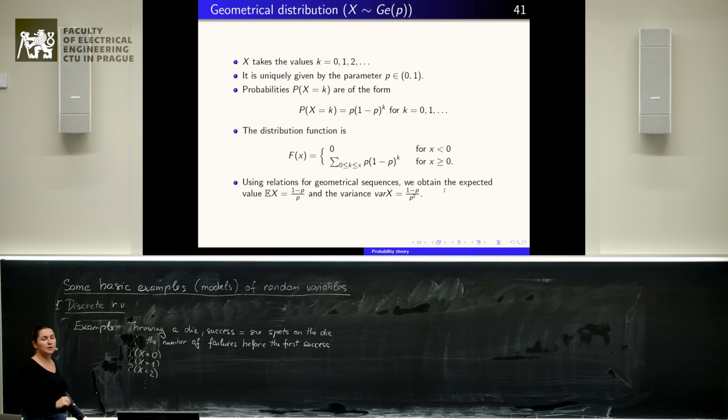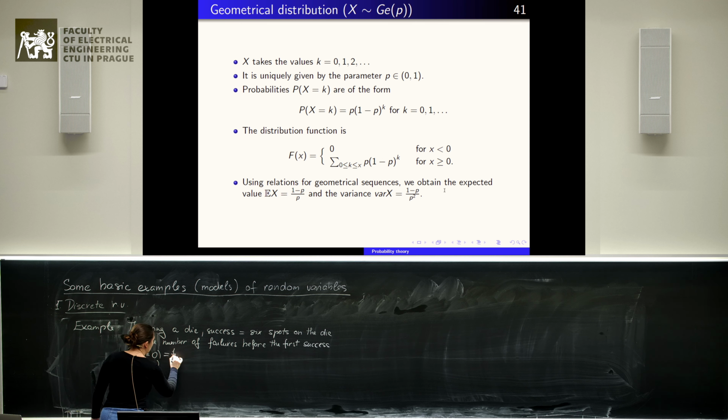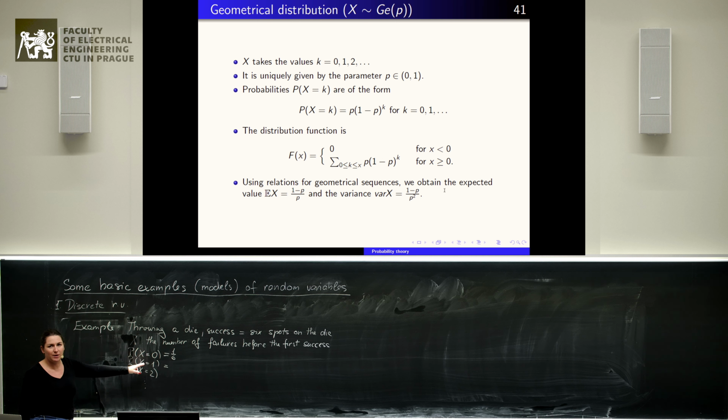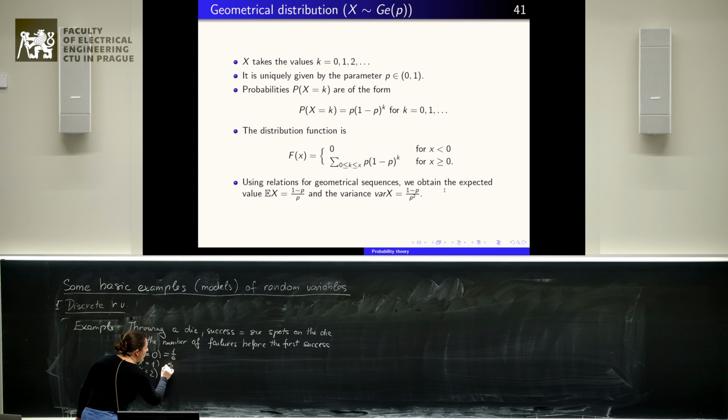The probability that there are 0 failures before the first success means that the success occurred in the first trial. It means that in the first trial we got 6 spots on the die. The probability that there is 1 failure before the first success means that in the first trial we were not successful and in the second one we were successful. So there was 1 failure and 1 success.